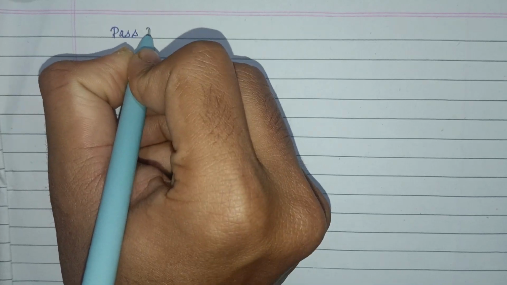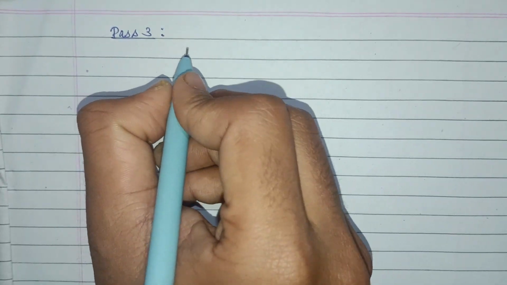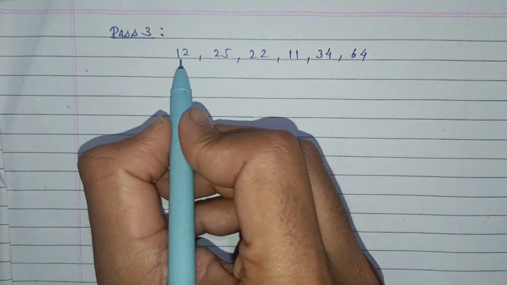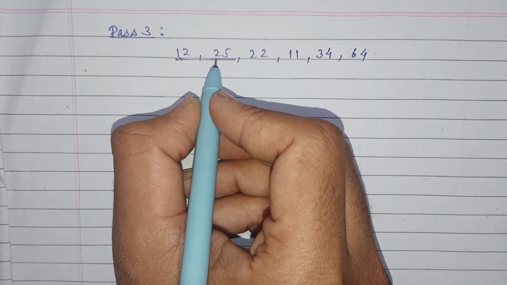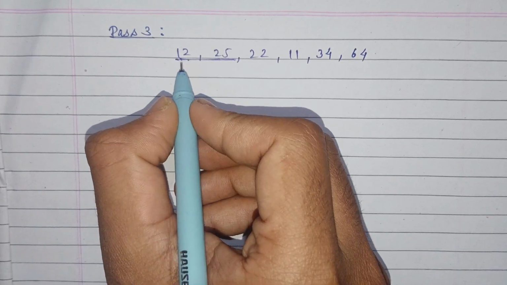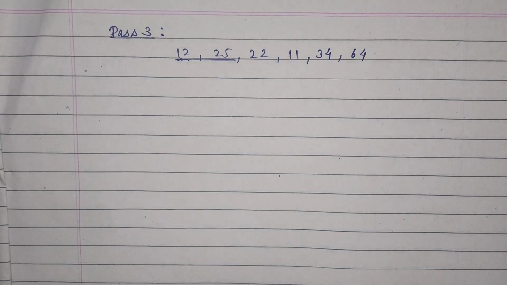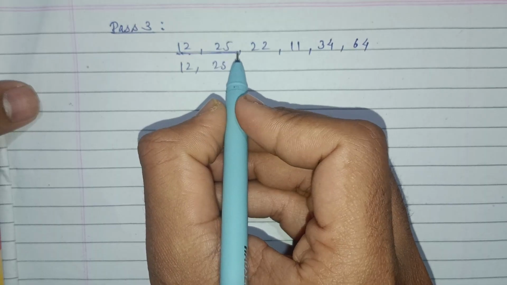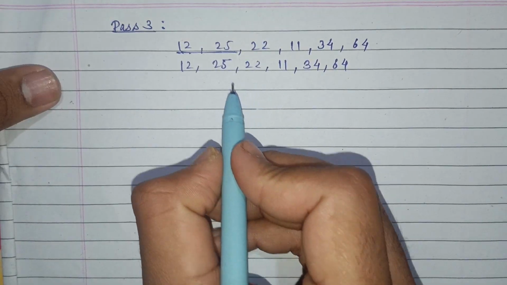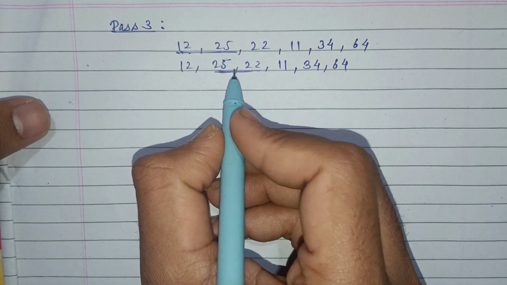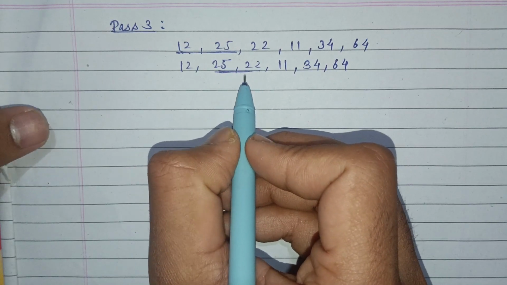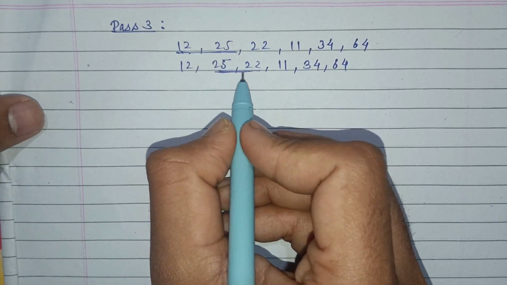Now pass 3. I will write the data as it is. 12 and 25 will get compared. 12 is less than 25 and 25 is greater than 12, so no elements will be swapped, and it will remain as it is. I will write the data as it is. 25 and 22 will be compared, and 25 is greater than 22, so the elements will get swapped.